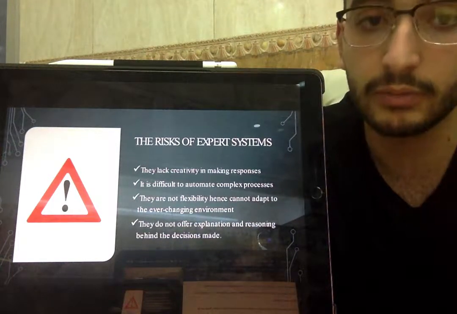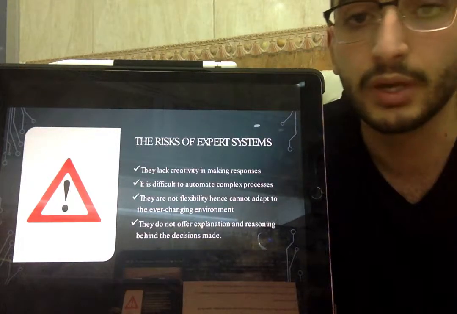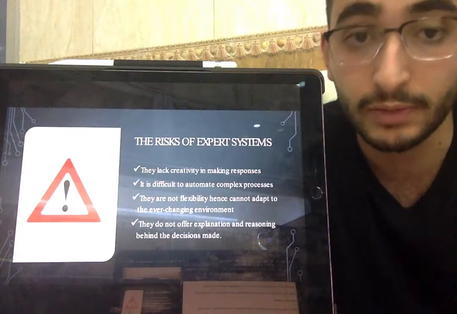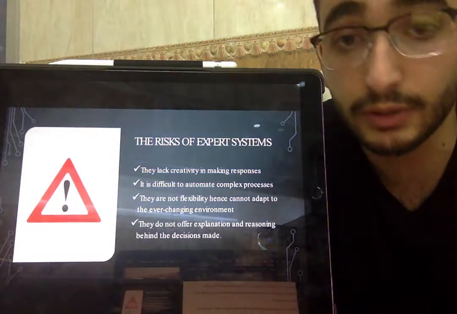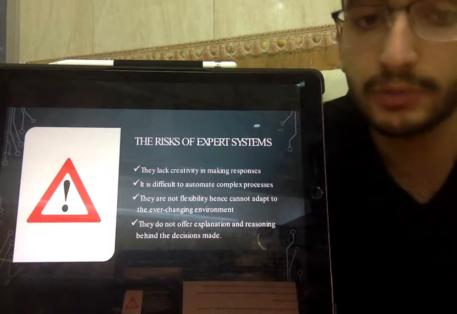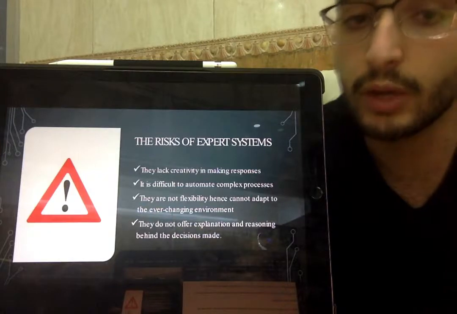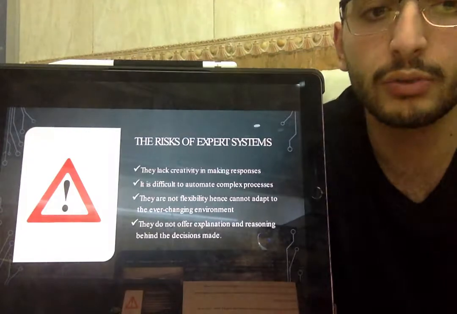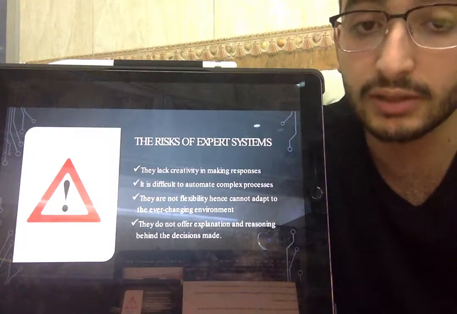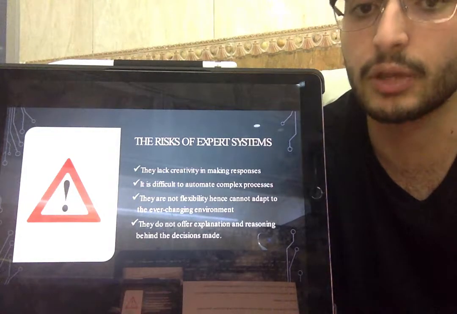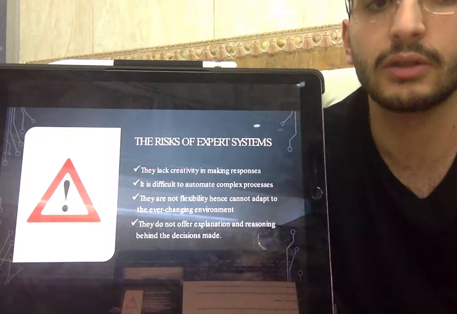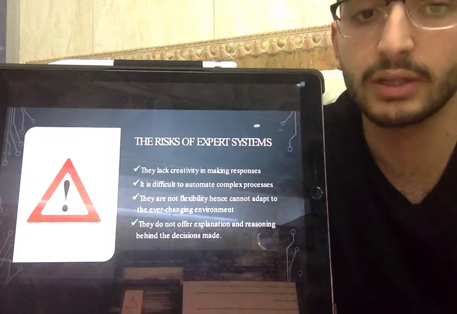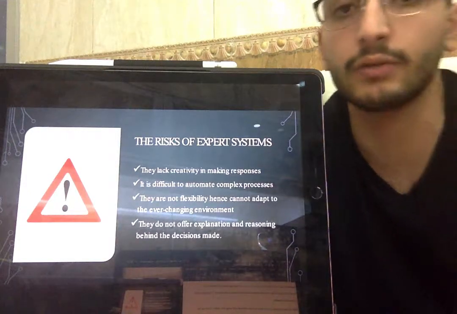Like any other system, there are risks involved with using this system. These can be viewed as the disadvantages of using expert systems. One of these risks is the lack of creativity. The system is created to follow a specific set of guidelines and a certain way of doing things, hence not innovative. The system also makes it difficult to automate complex systems. It is also not flexible, hence cannot adapt to the ever-changing society. Finally, this is a system that does not explain any of its functions.